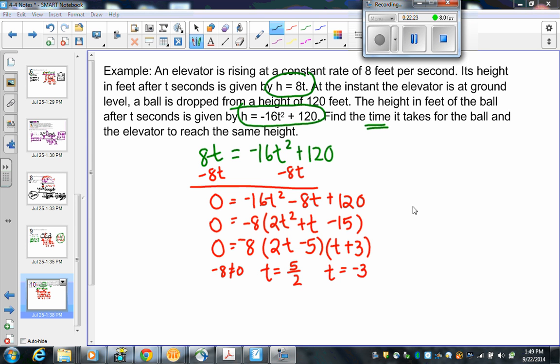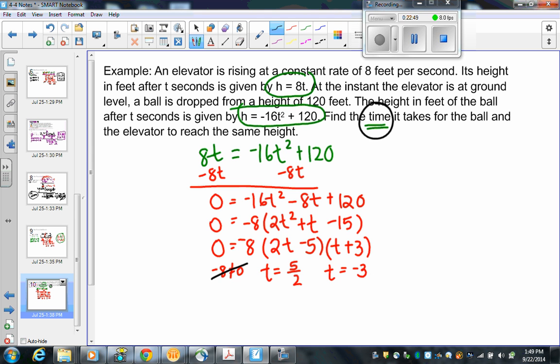Alright, so hopefully when you got everything to the same side, you factored out your GCF of -8, and then you either did factor by grouping or factor using the magic box to get your factors of 2t minus 5 and t plus 3. When we set those equal to 0, we get t equals 5 over 2 and t equals -3.